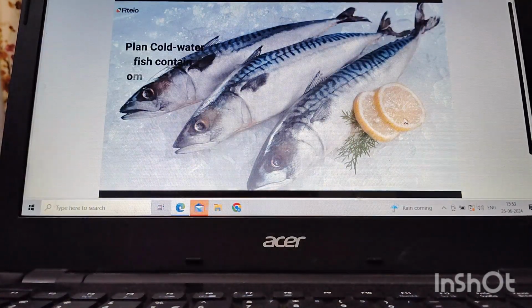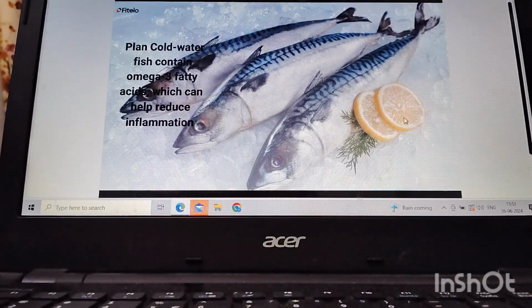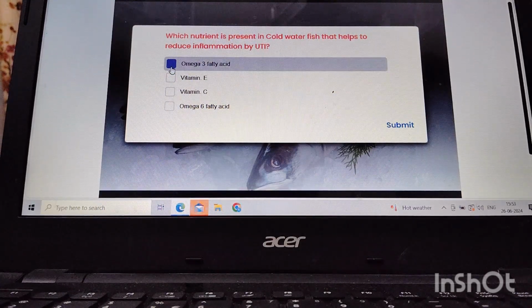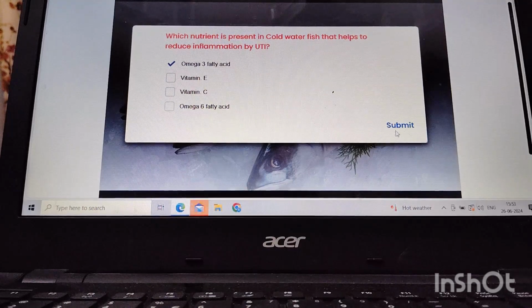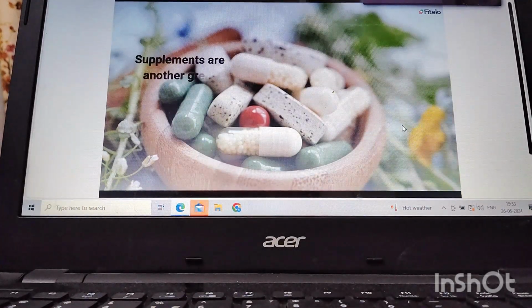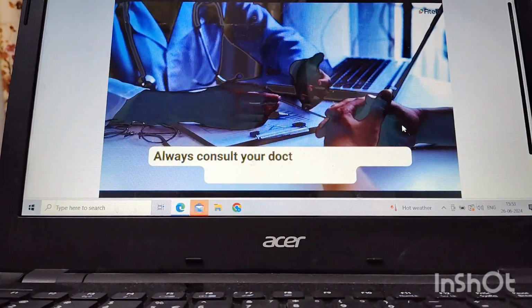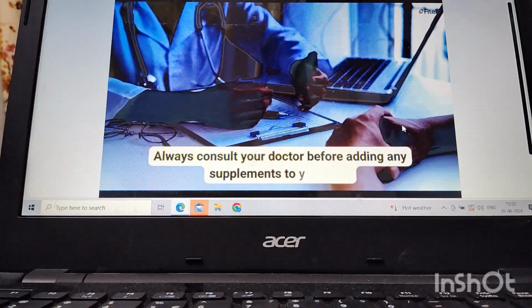A dietitian can plan cold water fish, which contain omega-3 fatty acids that can help reduce inflammation caused by a UTI. Fish oil supplements are another great alternative for individuals who do not eat fish. But always consult your doctor before adding any supplements to your diet.